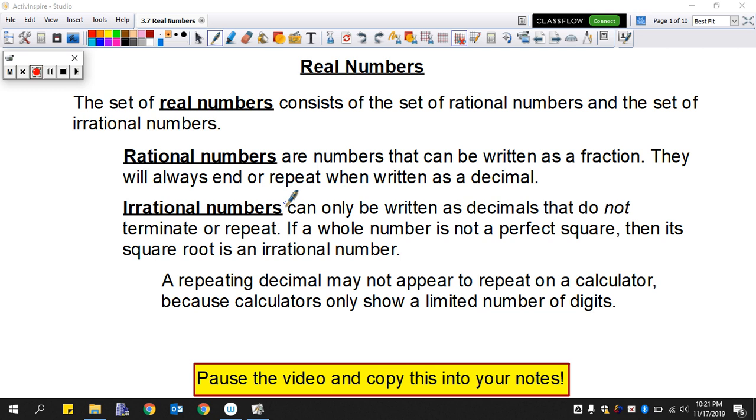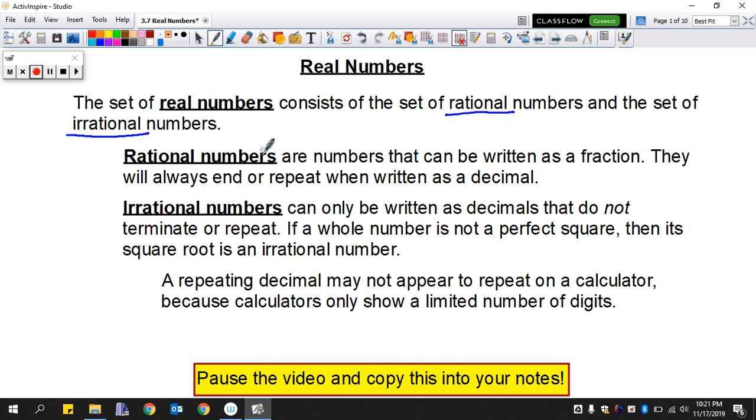imaginary numbers. You'll learn about those in high school when you get into Algebra 2 and stuff. But right now, the biggest set that you need to worry about is the set of real numbers, and real numbers consist of rational numbers, okay, and irrational numbers.